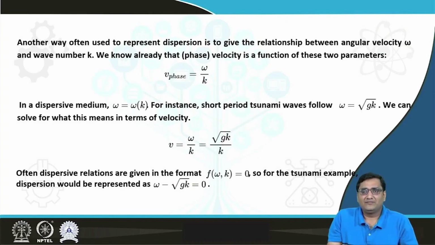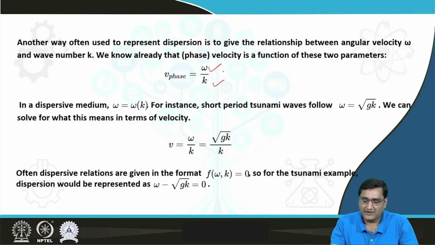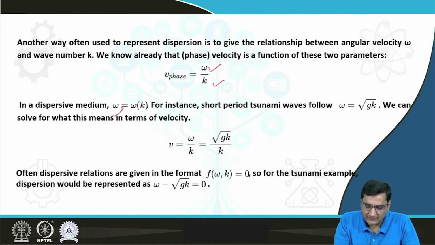Now, the phase velocity is a function of two parameters, the angular frequency and the wave number, and we can define it as the ratio of the angular frequency to the wave number. And in a dispersive medium, this angular frequency also varies with wave number.